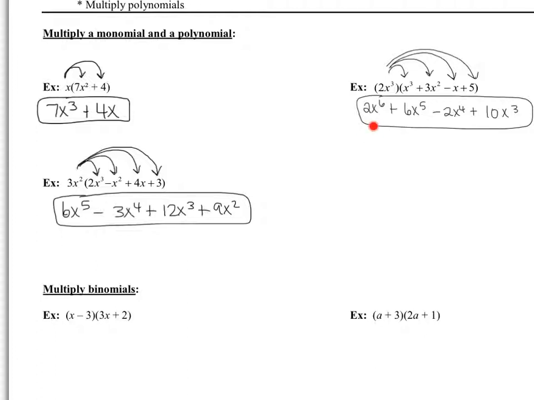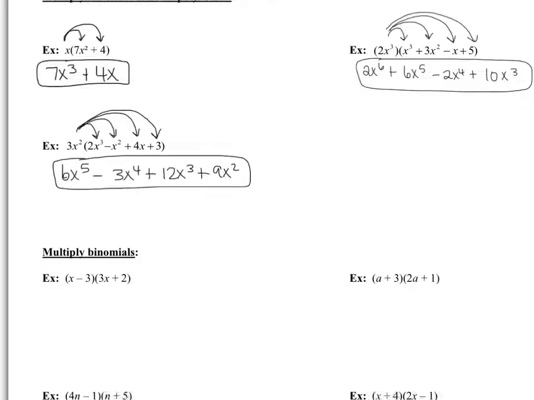So when you distribute, you get 2x to the 6th plus 6x to the 5th minus 2x to the 4th plus 10x cubed. You don't have any like terms, so you're done, you can't combine. And then here you get 6x to the 5th minus 3x to the 4th plus 12x cubed minus 9, or plus 9x squared. And again, you don't have any like terms, so you can't combine.